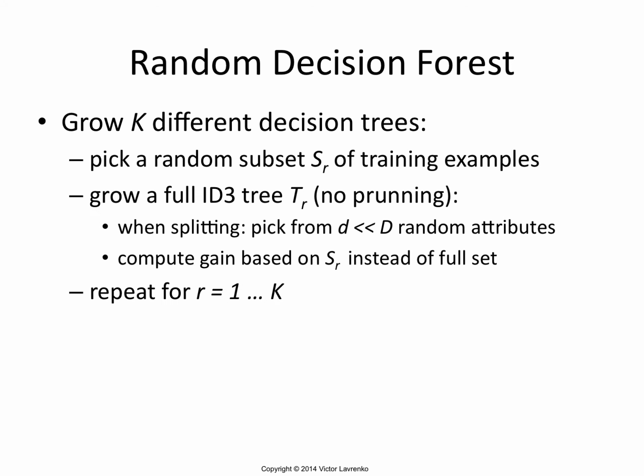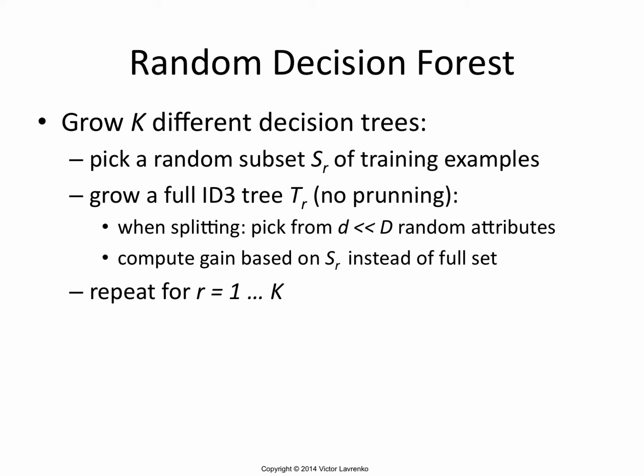There is a very effective variant of decision trees. It's a generalization algorithm called random decision forest. The basic idea is fairly simple, but it ends up being surprisingly effective. Instead of growing one tree on your data set, you're going to grow k different trees. And the way you get different trees is you randomize the input to the ID3 algorithm.